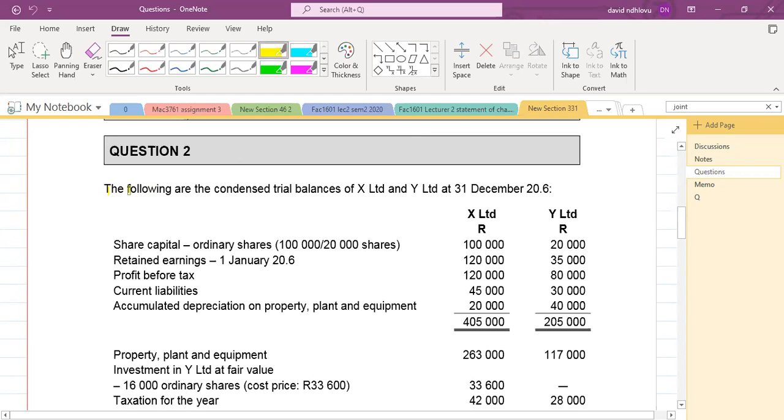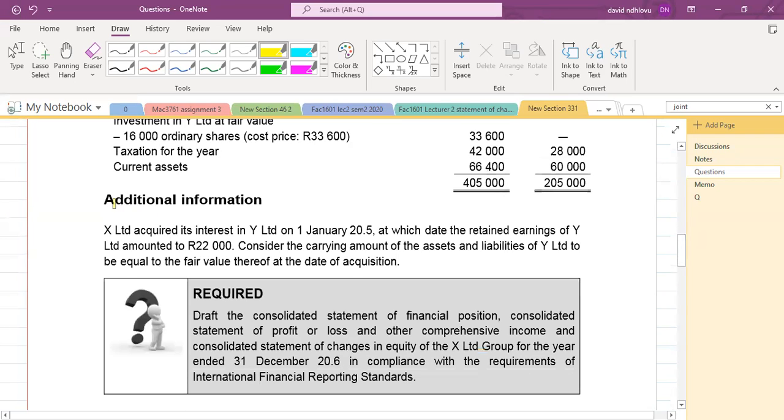The following are the condensed trial balances of X and Y Limited on 31 December 2026. So we have company X, we have company Y. Is there any additional information that we have so that we can find out which is the parent and which is the subsidiary? X acquired its interest in Y Limited on 1 January of the year 20.5, at which date the retained earnings of Y Limited amounted to 22,000. Consider the carrying amount of the assets and liabilities of Y Limited to be equal to the fair value thereof at that date of acquisition.